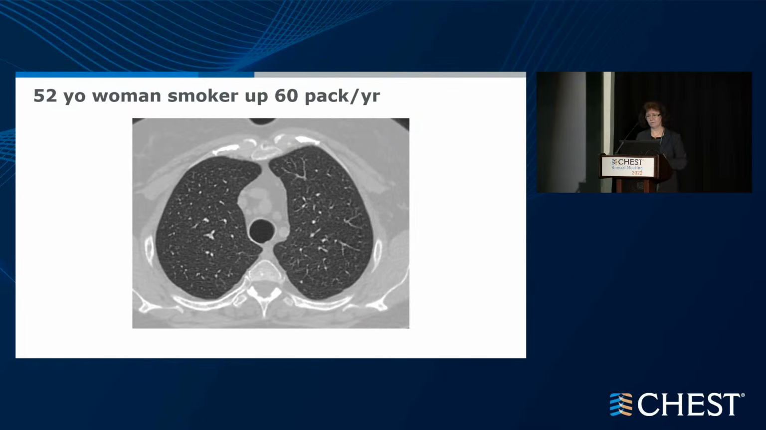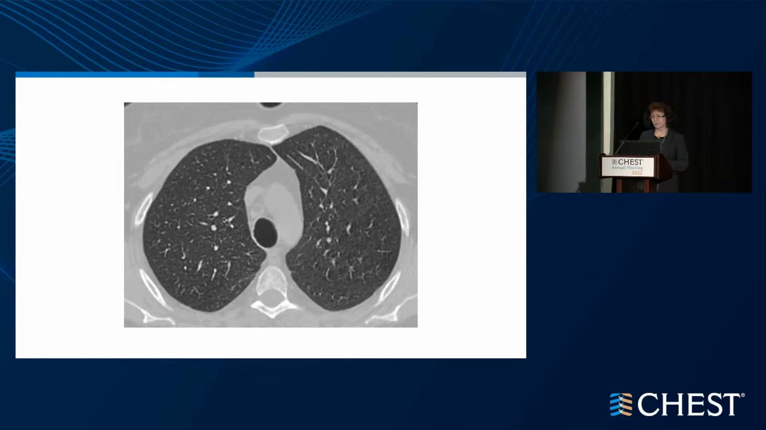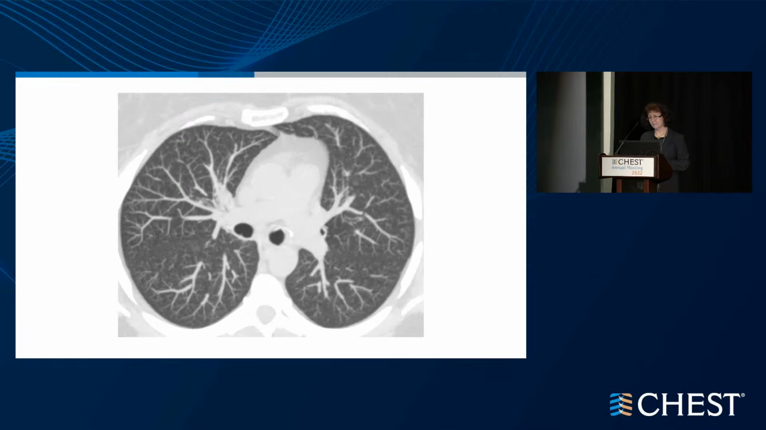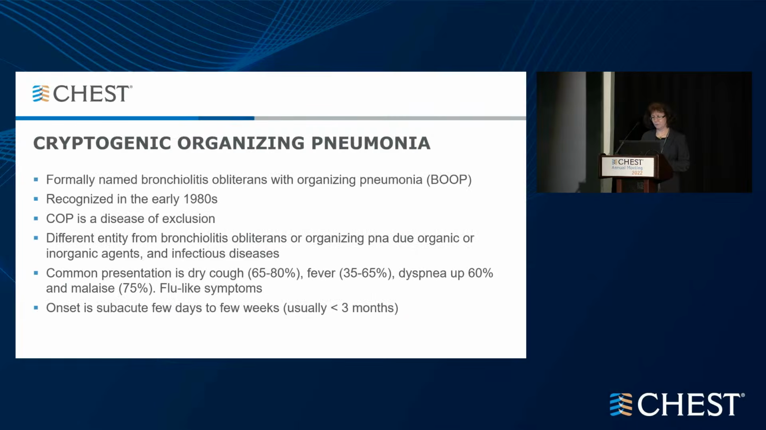This is an example of a 52-year-old with a 60 pack-year smoking history, and it may be difficult to see because of the lighting, but there are many small centrilobular nodules. And this is a little bit more obvious in the MIP.